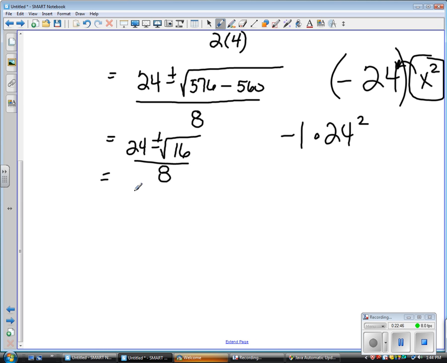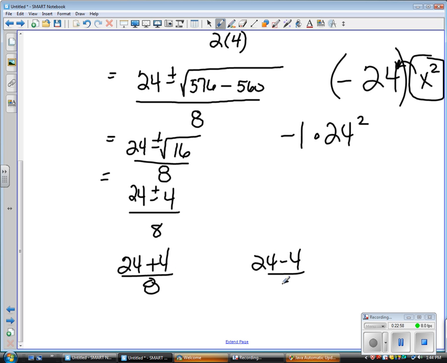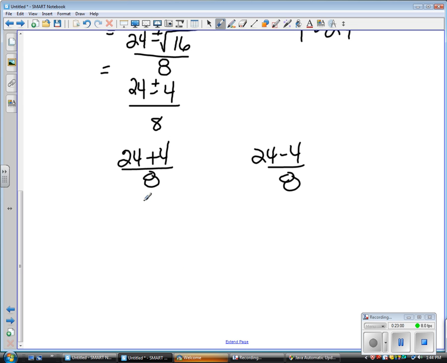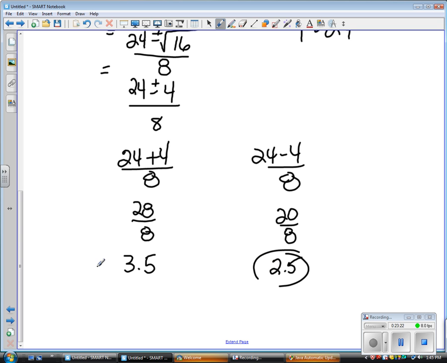So from here, what's the square root of 16? So now 24 plus 4 and 24 minus 4. What's 24 plus 4? 28. And 28 over 8, if you divide it, what do you get? 3.5. And 20 divided by 8 is 2.5. So what are my two answers?